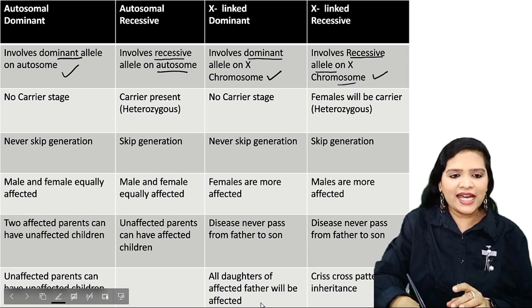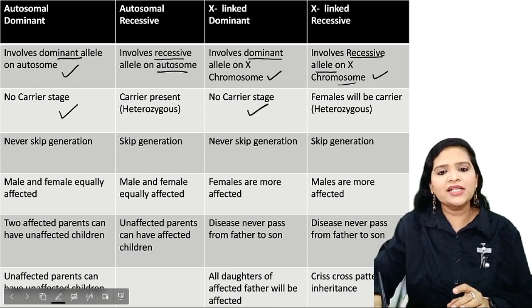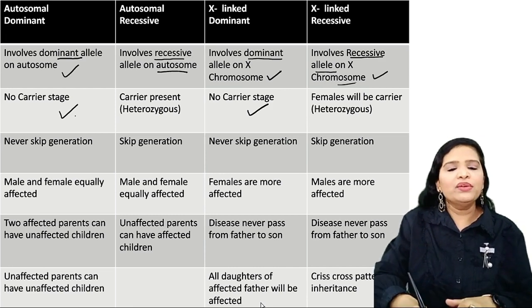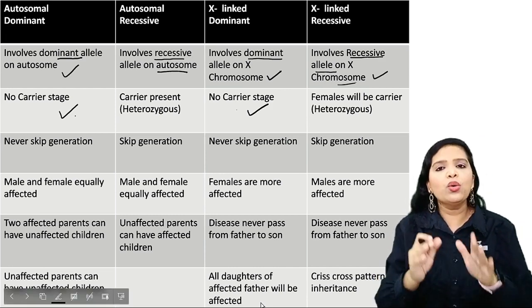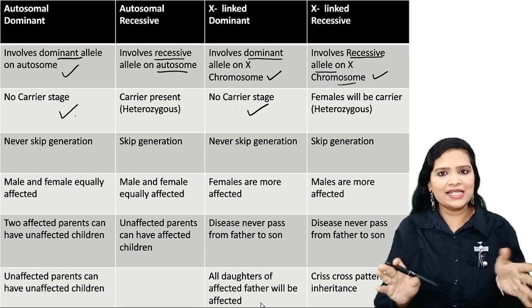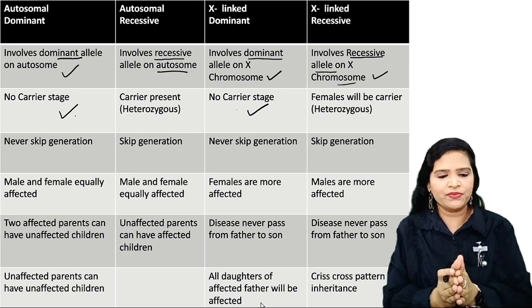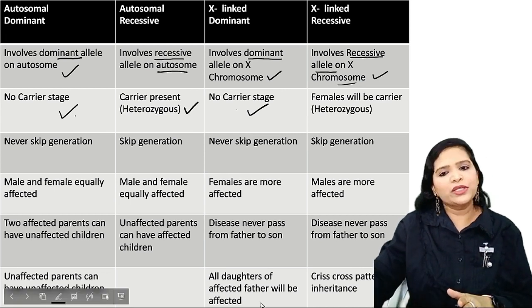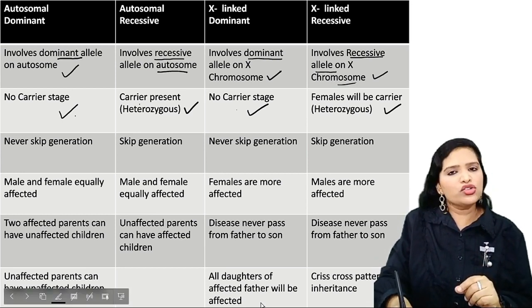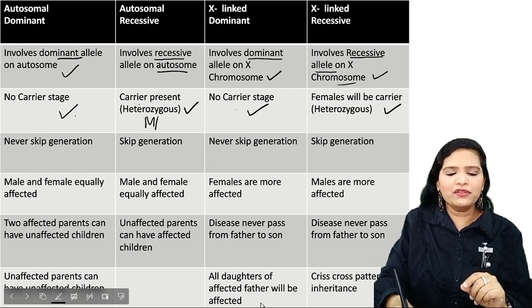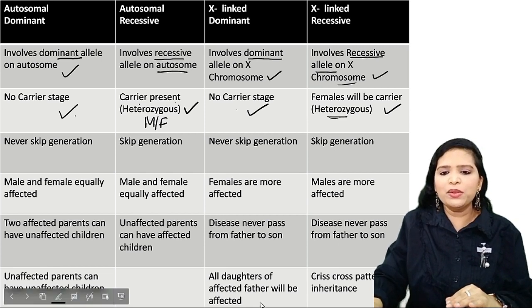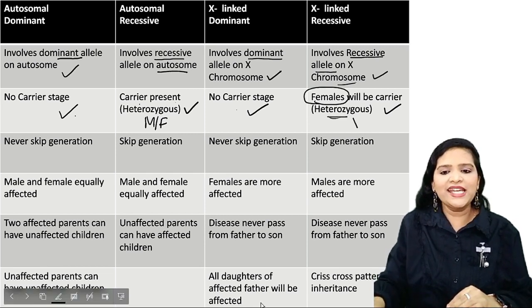Okay. Next, carrier stage. In both the dominant types of disorders, that means both autosomal and X-linked dominant, we will not have any carrier stage. Whoever has even one defective gene is called a diseased person. No carrier stage at all. That's why we call this dominant. Whereas in the recessive, both X-linked and autosomal recessive, carriers are present. In the autosomal recessive, the carriers could be either male or female because the genes are present on the autosomes. Whereas in the X-linked, the carriers will be only female because the genes are present on the X chromosome.